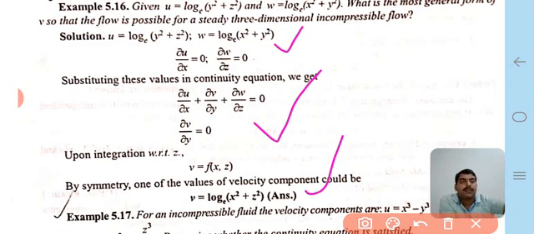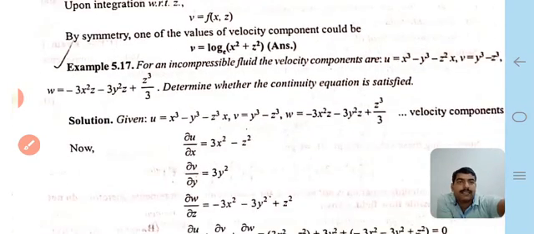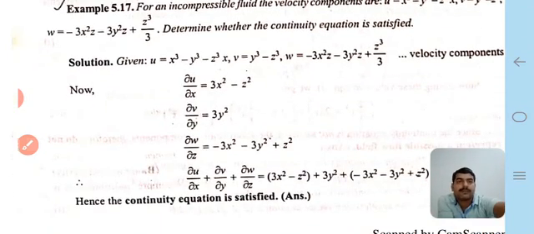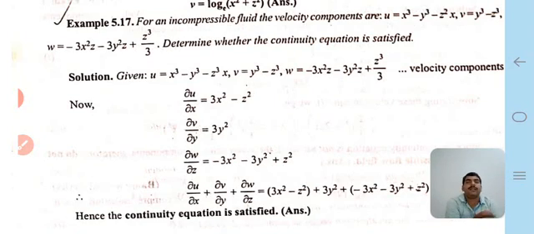Now we come to the next example. For an incompressible fluid, the velocity components are u is equal to x cube minus y cube minus z square x, v is equal to y cube minus z cube, and w is equal to minus 3x square z minus 3y square z plus z cube upon 3. Determine whether the continuity equation is satisfied or not.